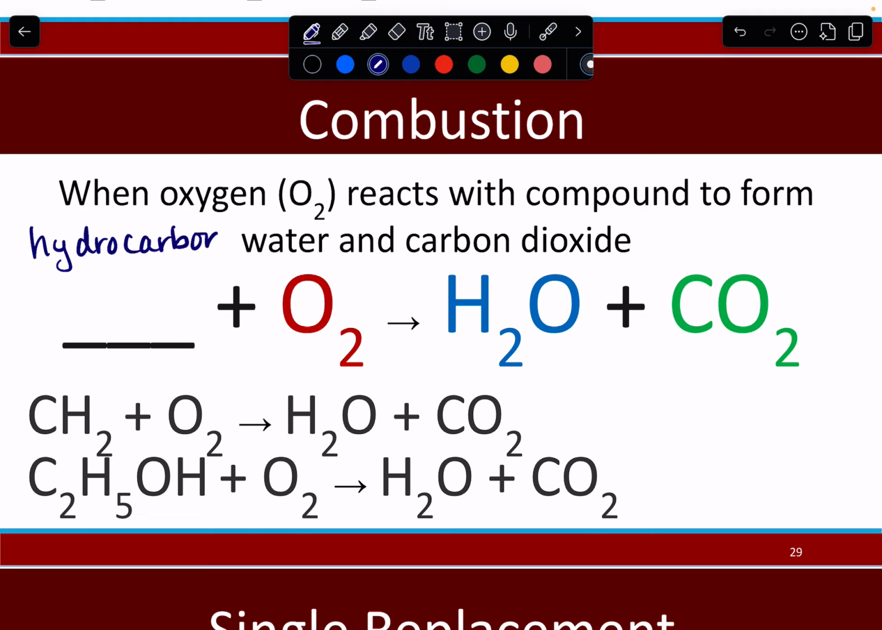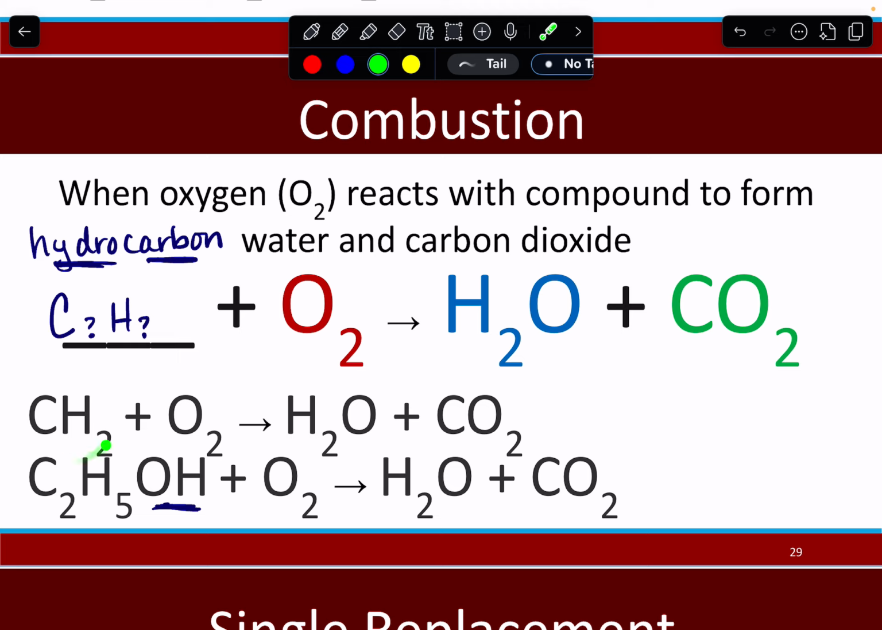If you think about what that word looks like, hydro maybe means hydrogen, carbon means carbon. So a hydrocarbon is any compound that has some number of carbons and some number of hydrogens in it. Sometimes you can also have an OH at the end, but it must have carbon and hydrogen in it, always reacting with the oxygen in the air to produce this combustion reaction where your products are water and carbon dioxide. Okay, so here's your example of CH2. It's a hydrocarbon because it's made up of carbon and hydrogen.